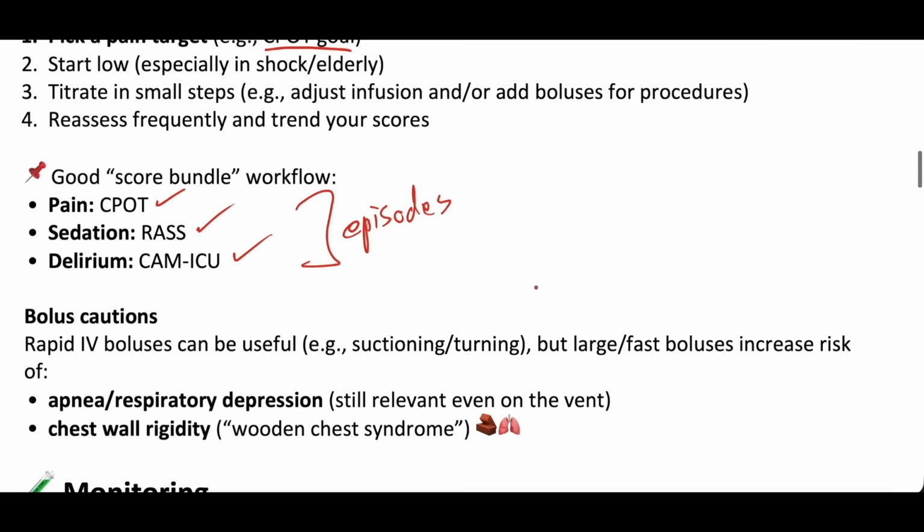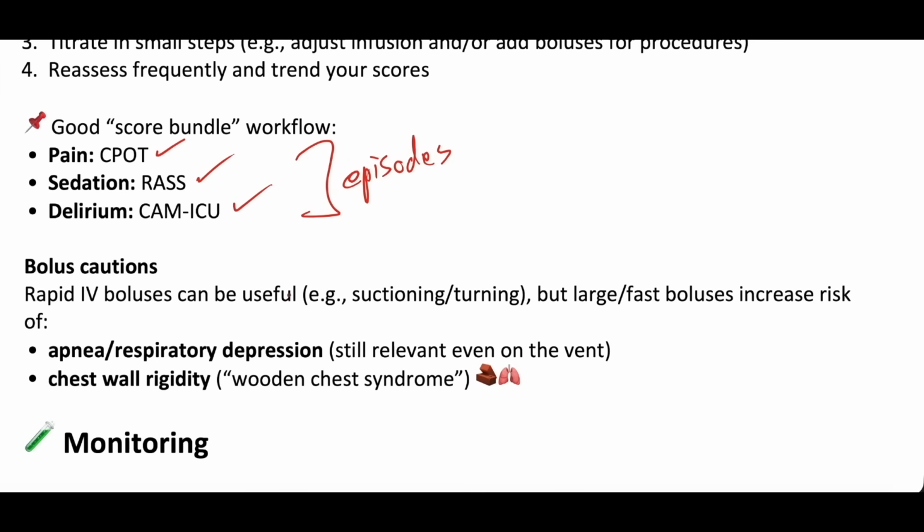You can bolus fentanyl, as we talked about, right? And rapid IV boluses can be useful. You're going to be suctioning a patient or turning them or doing wound care. Giving them a bolus of fentanyl might help them be in less discomfort during those procedures. But if you're going to bolus fentanyl, just know there's increased risk of respiratory depression. Not very relevant when a patient is on a ventilator, unless that patient is on ventilator settings that allow them to control some of their minute ventilation. Let's say they're on pressure control or pressure support, right? And then it becomes relevant if you have transient respiratory depression. And bolusing fentanyl can increase the risk of something called wooden chest syndrome, which we're going to talk more about.